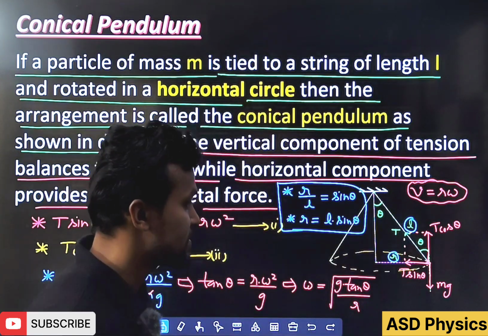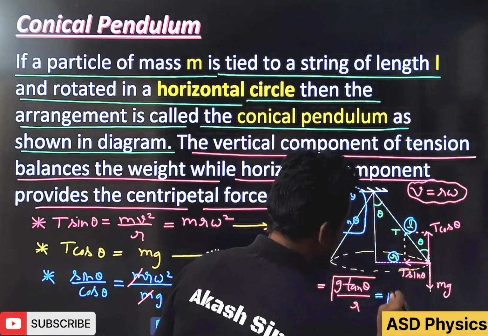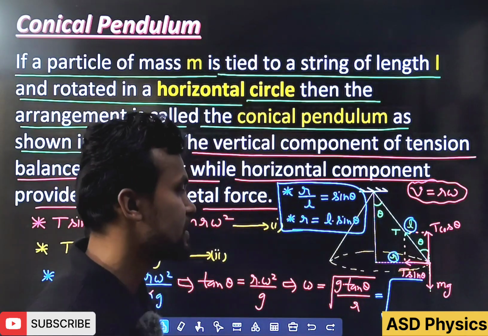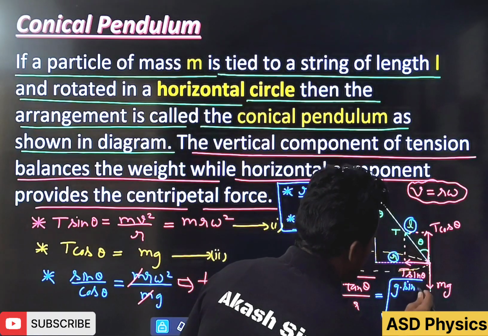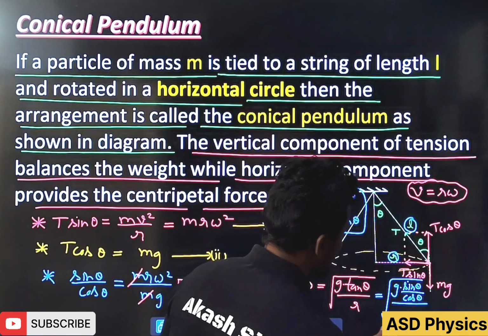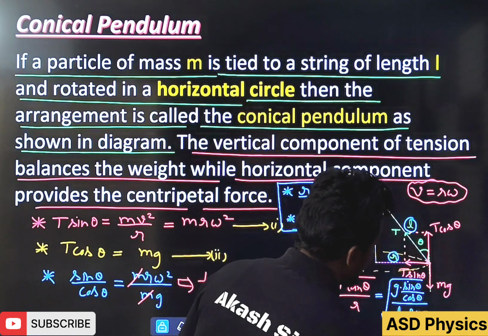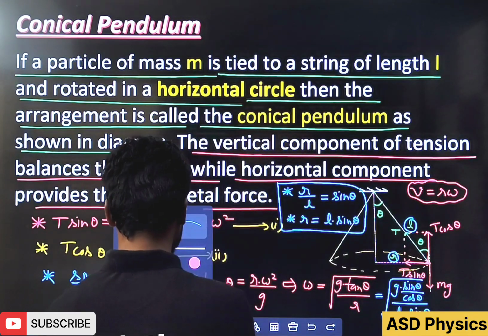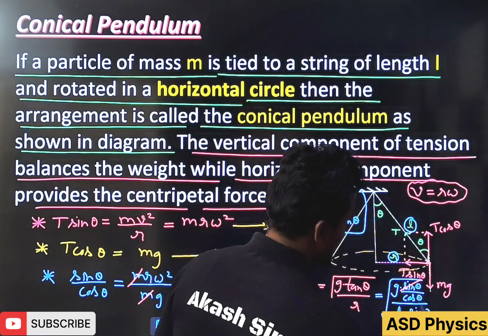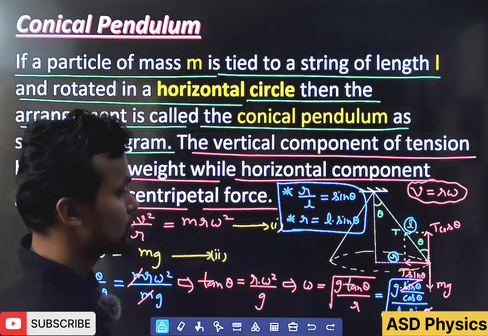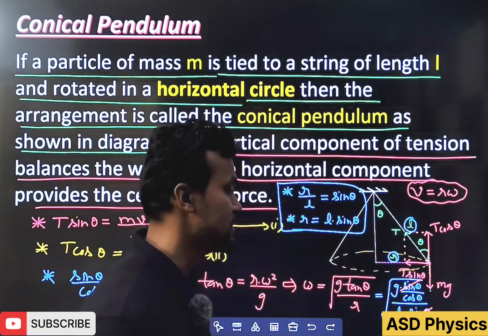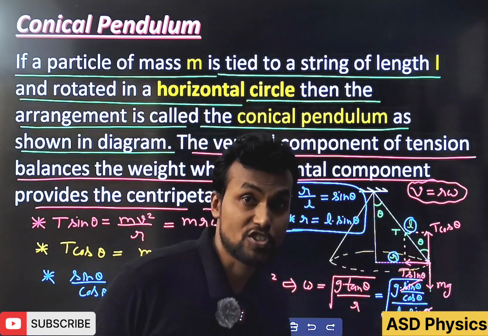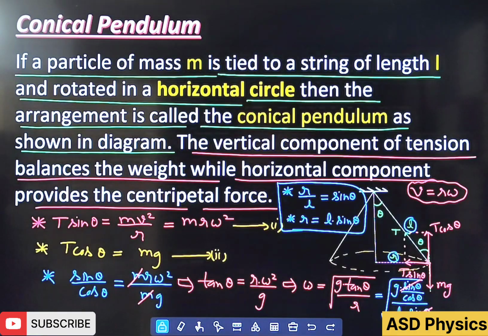So when I put r as L sin theta, and tan theta is sin theta by cos theta, kindly see here: g, sin theta by cos theta, and here I have put r as L sin theta. So this sin theta and this sin theta will cancel out. So the value of omega will become square root of g by L cos theta. So this omega value we have to use.